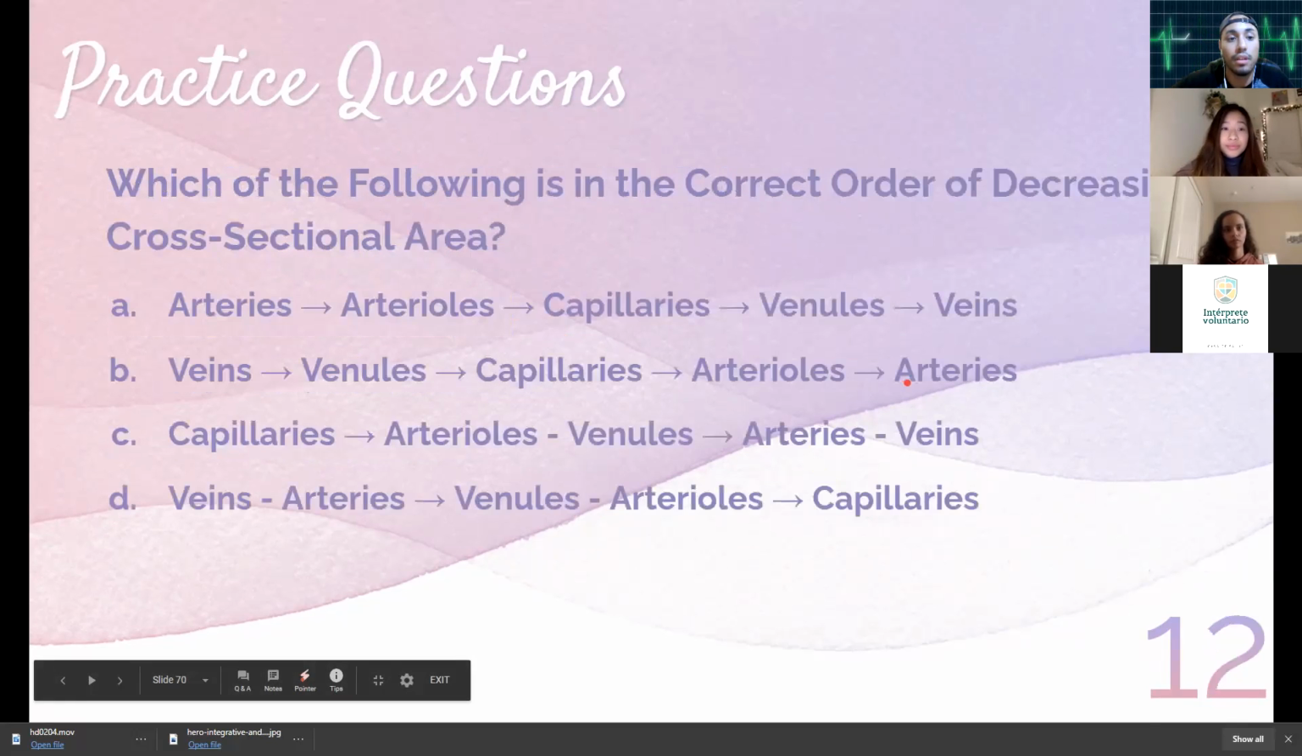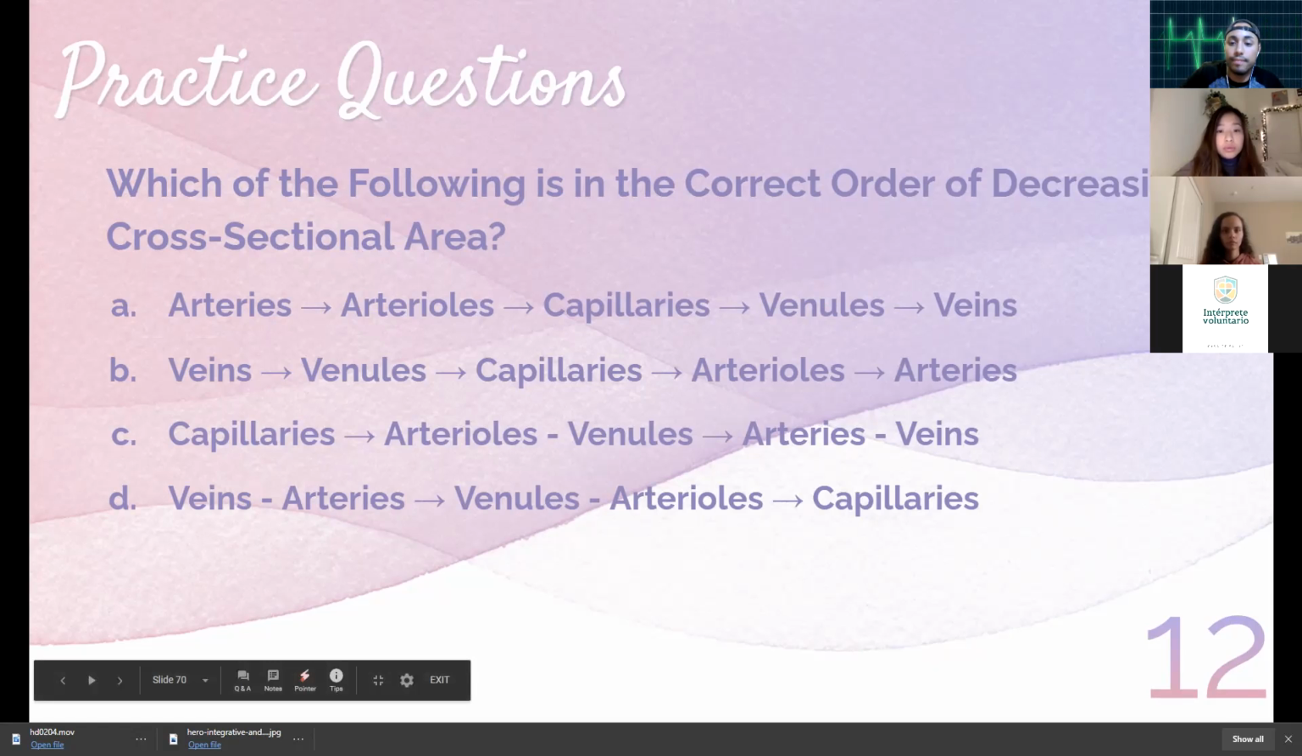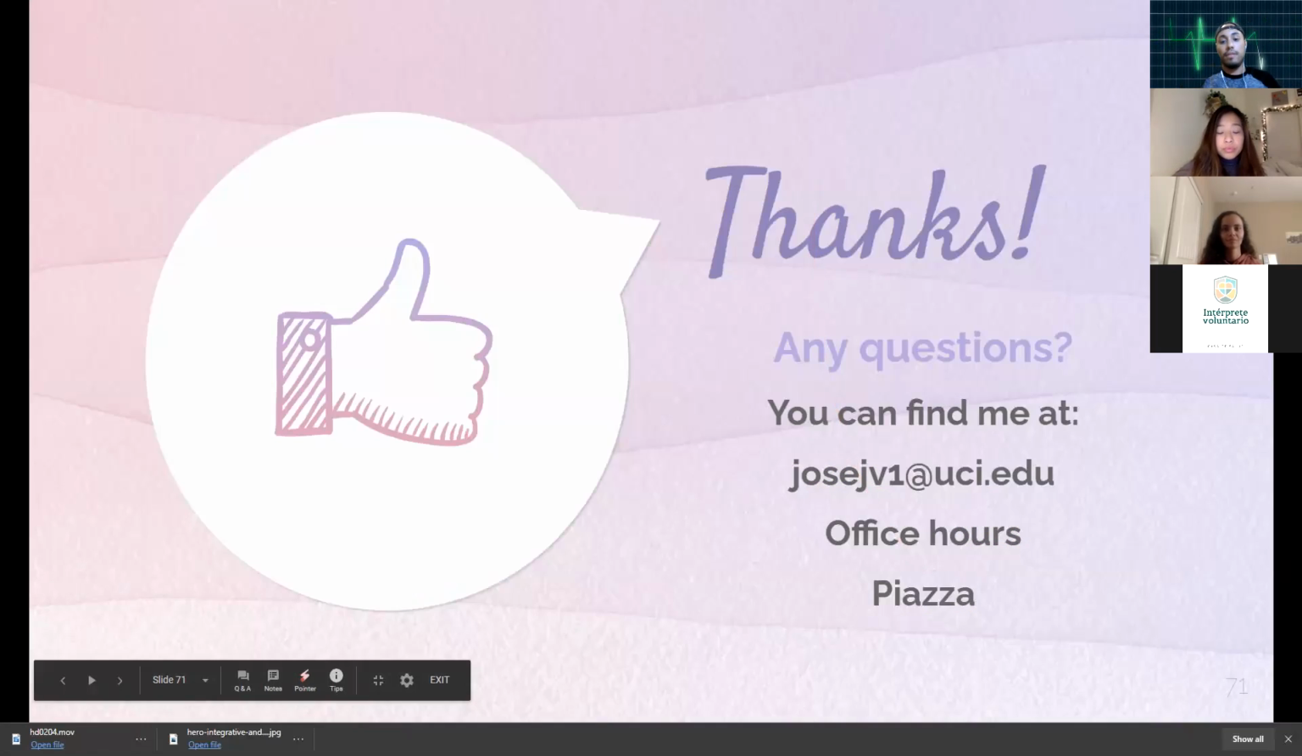Good job. And I think this is my last question. So asking for cross-sectional area. And if you recall, I gave you a nice example. Remember this. All right. Go ahead and close the polling. And good job. Cool. So that's it for me.